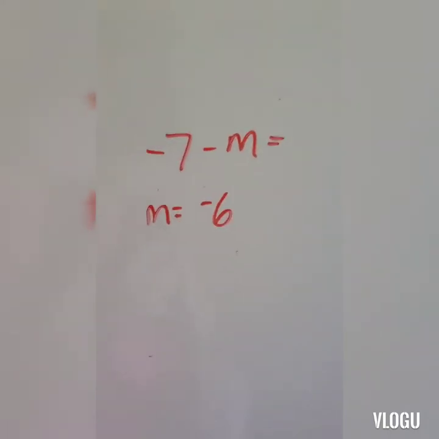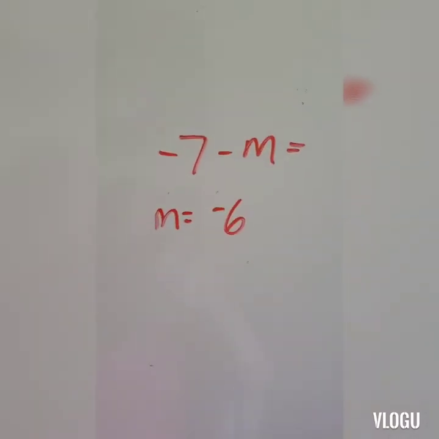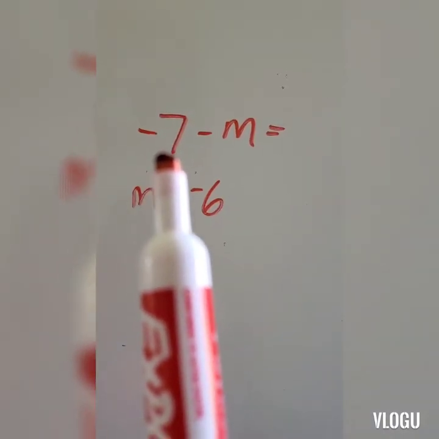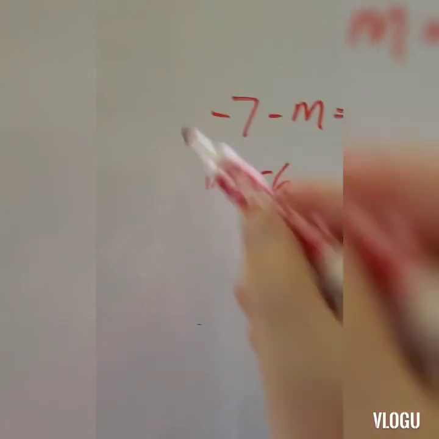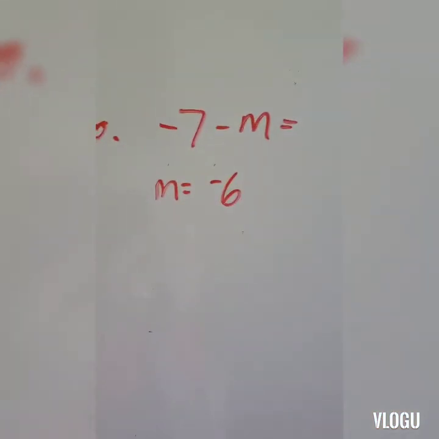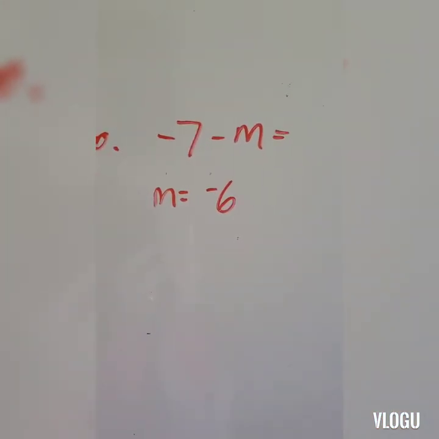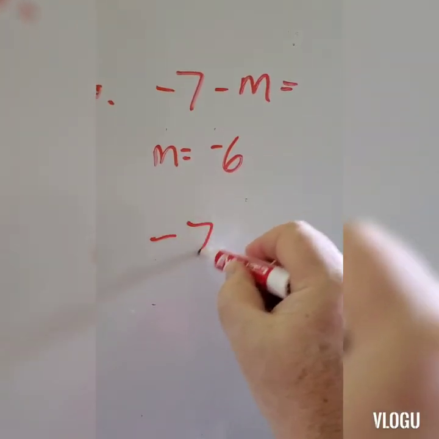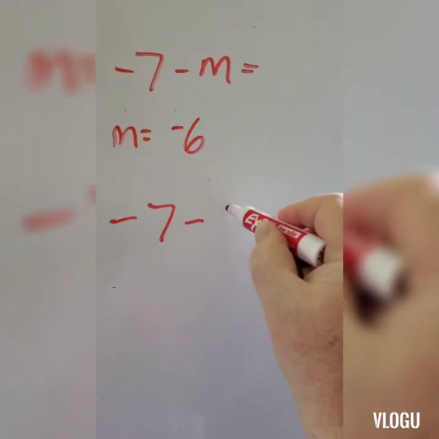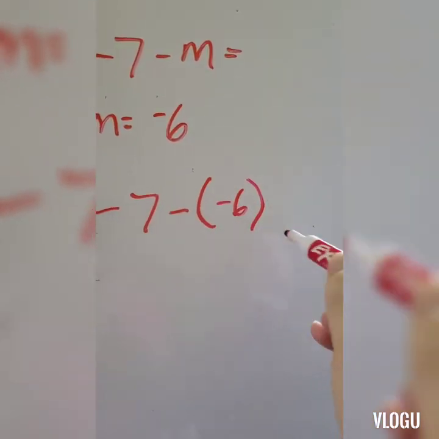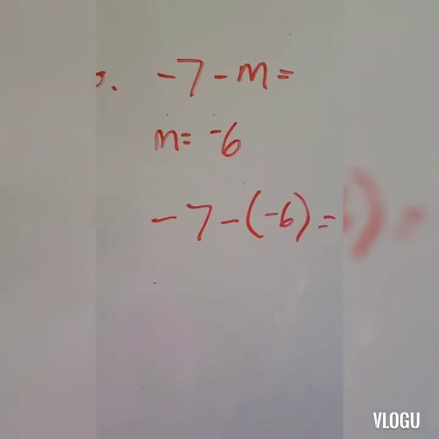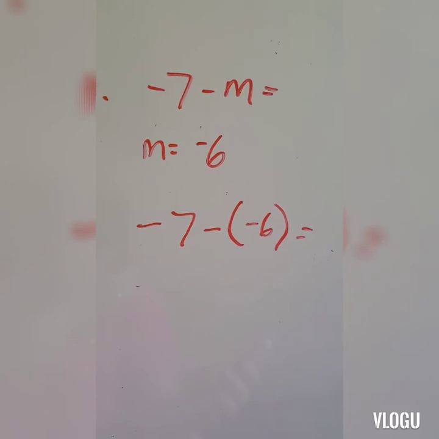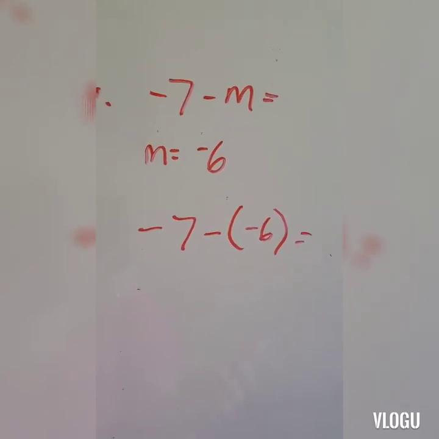Try this in your head. This is number 10. Negative 7 minus m when m is equal to negative 6. So we have negative 7 minus negative 6. See if you can come up with an answer. I'll solve it in a moment. Okay, time's up.